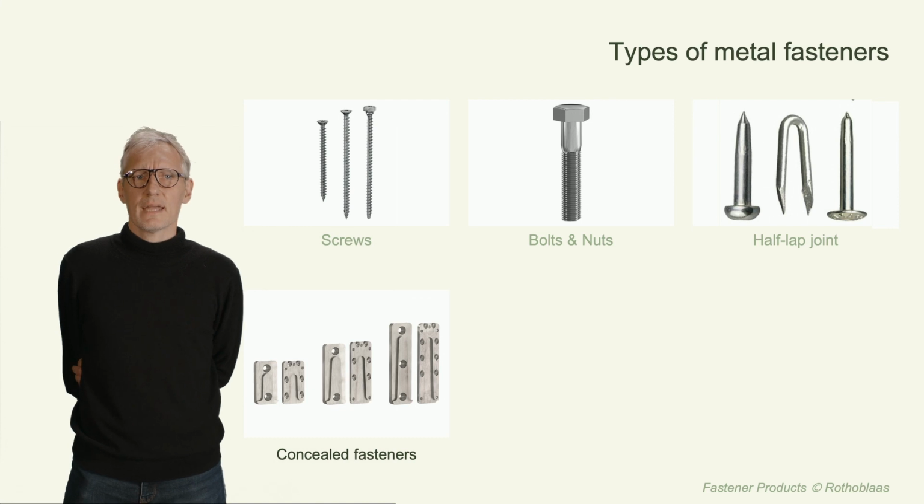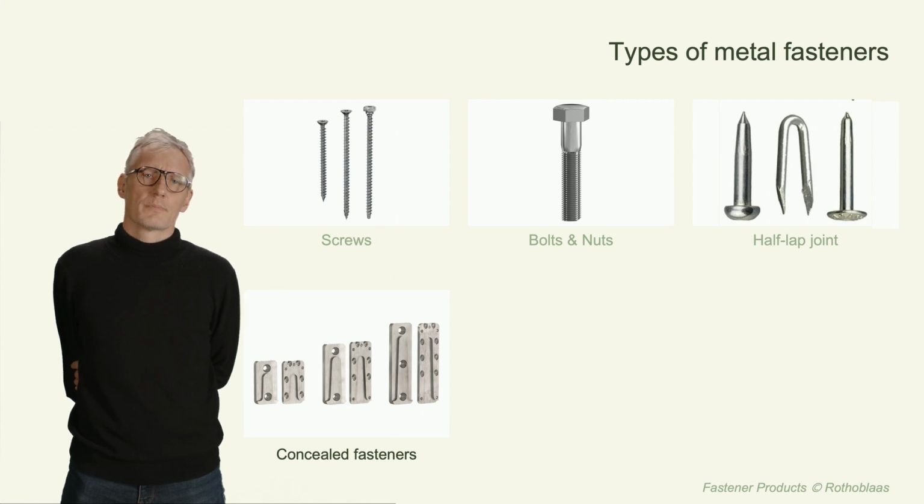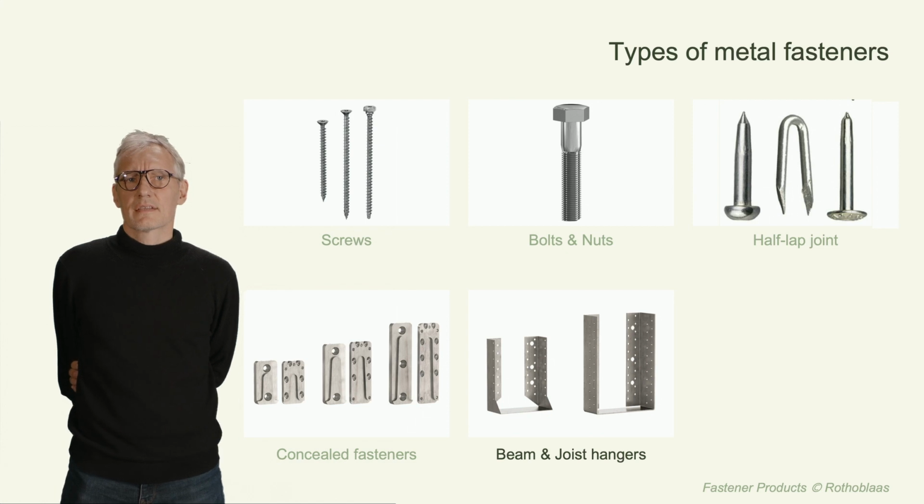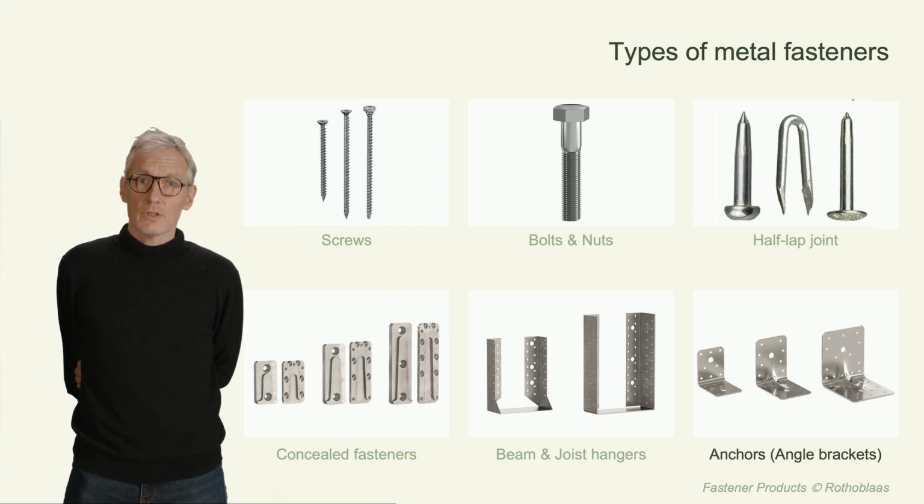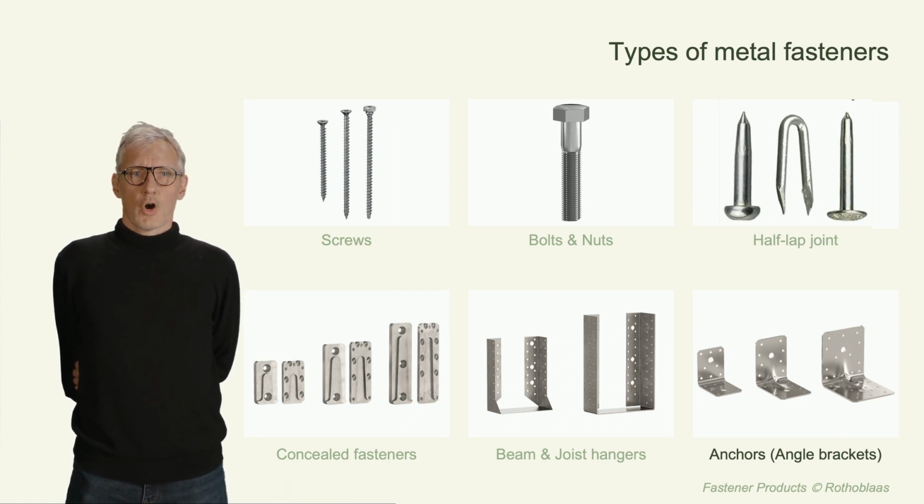When aesthetics matter, concealed fastener systems offer strong joints without visible hardware. Beams and joist hangers act like the backbone of your structure, channeling loads into your vertical supports. Finally, we have anchors, essential when you need to join timber to other materials like concrete or steel.